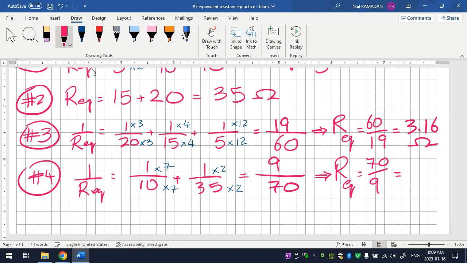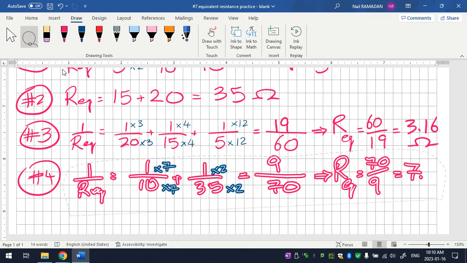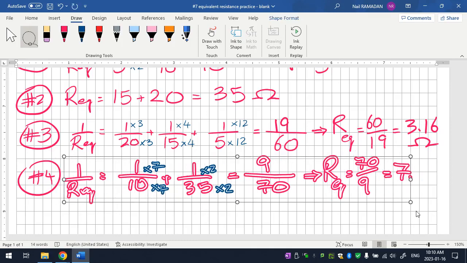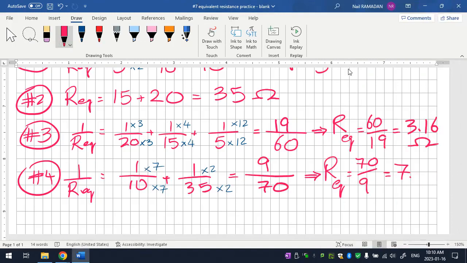How much is 70 divided by 9? Well, 70 divided by 10 is 7. 70 by 9 is slightly more than 7. 7 point what? 7.78. Does that check out according to the in-parallel logical check? Yes, it does. According to these two numbers, the lowest one is 10. 7.78. Done.